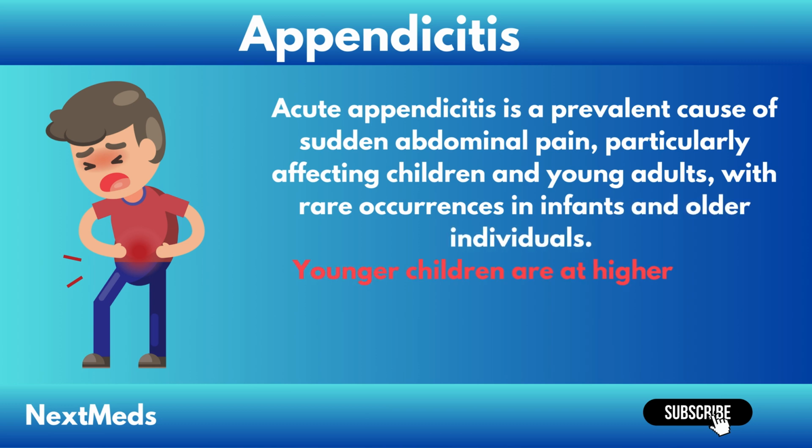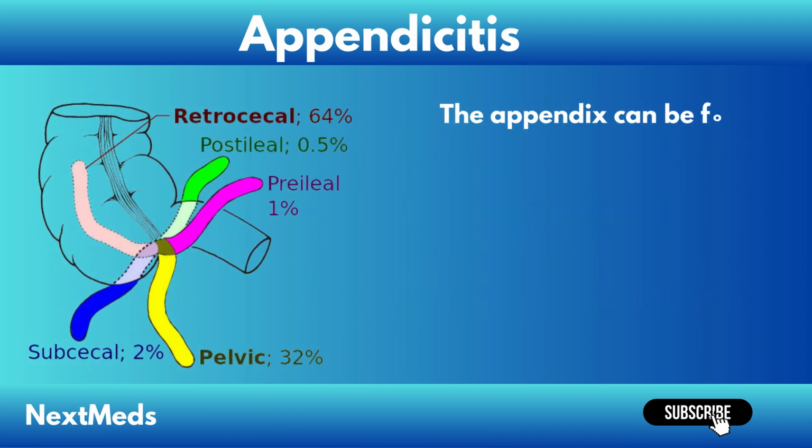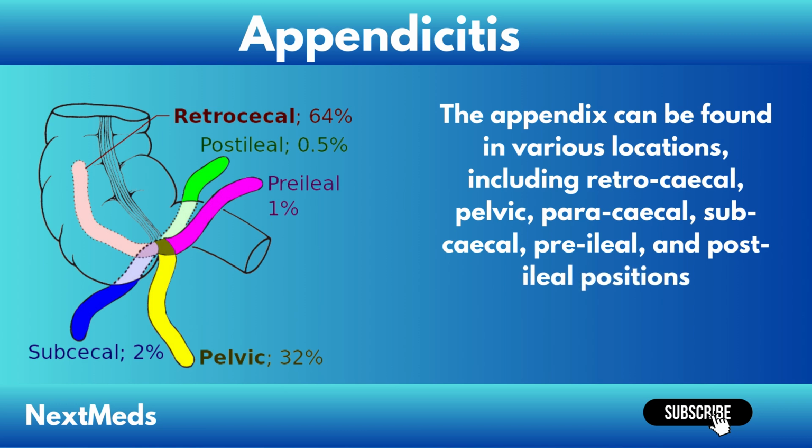Younger children are at higher risk of perforation, ranging from 50% to 85%. The appendix can be found in various locations, including retro-caecal, pelvic, para-caecal, sub-caecal, pre-ileal, and post-ileal positions.